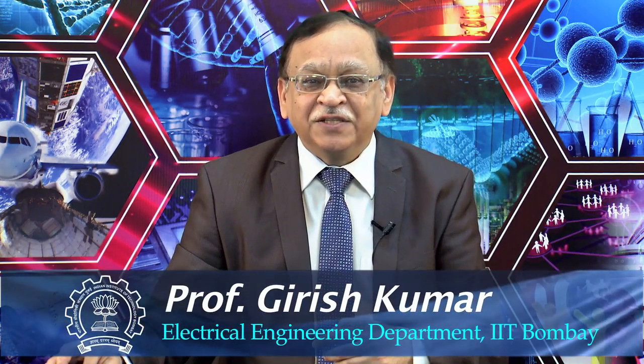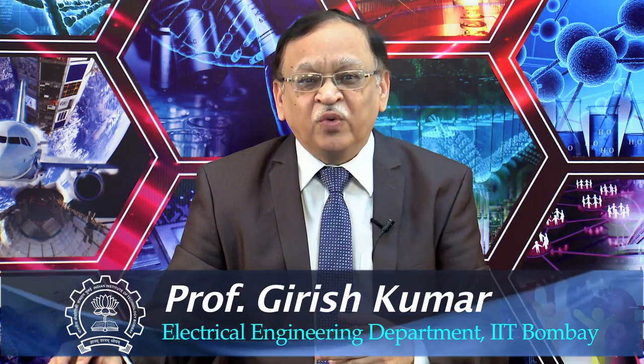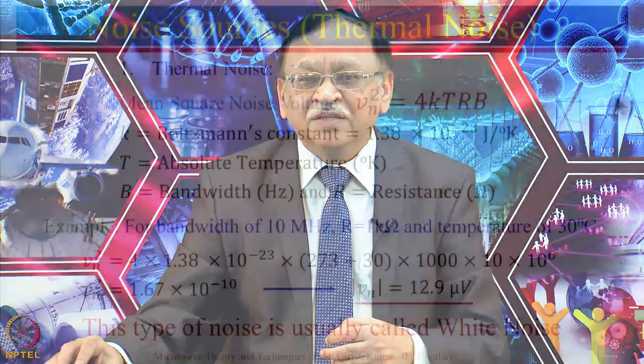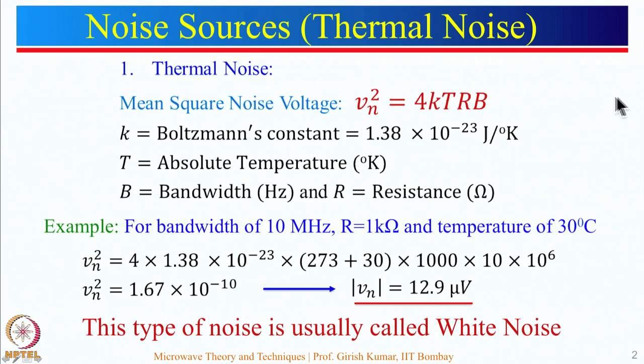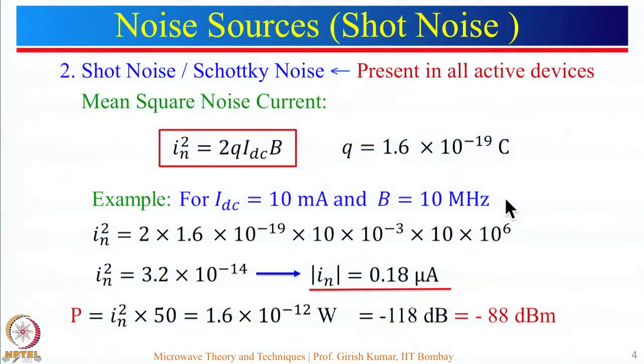So, in the last lecture we looked at two noise sources. One was thermal noise due to a resistor, and that is given by this particular expression. Then we found the maximum available noise power from this resistor, given by the expression kTB. After that we looked at the second noise source, which is shot noise because of the PN junction. We saw the expression for that is I_n squared equals 2qI_DC B, and for this particular example we saw that the noise power is equal to minus 88 dBm.